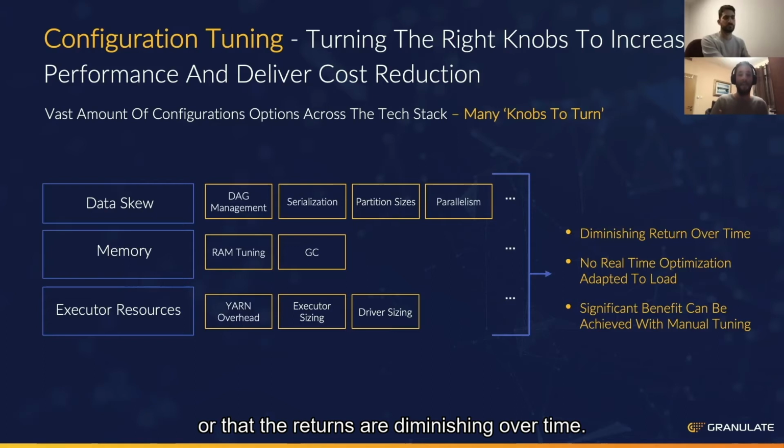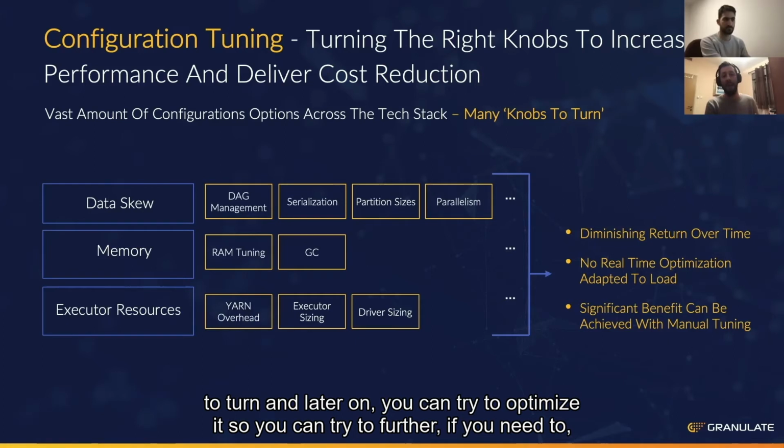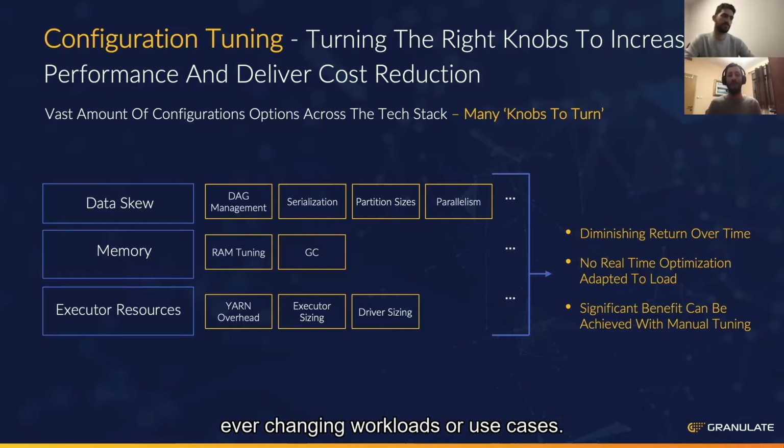Or that the returns are diminishing over time. So you usually have the major improvements in the first few days once you try to find the correct set of knobs to turn. And later on, you can try to optimize it. You can try to further tune it to ever-changing workloads or use cases.